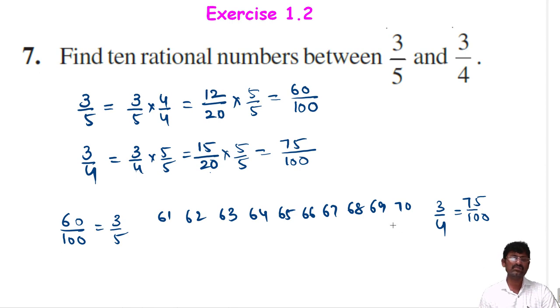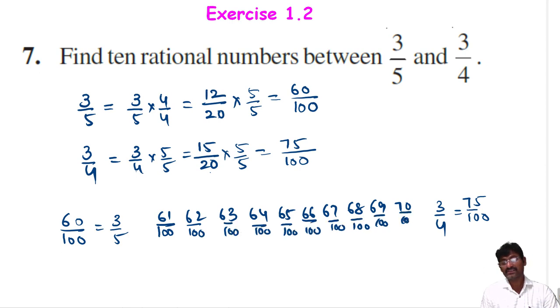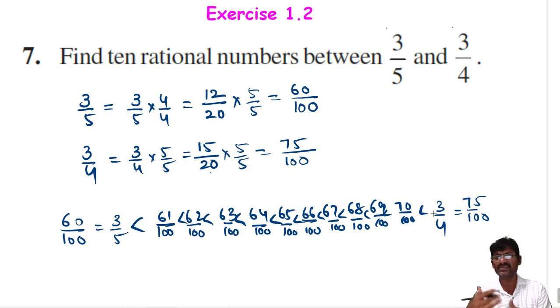So how many numbers do we have? 10 numbers. In each case, write by 100. So all these numbers from 61 by 100 to 70 by 100 are between 60 by 100 and 75 by 100. So those will be between 3 by 5 and 3 by 4. So put less than symbols like this. In this way, we can find any number of rational numbers between any two rational numbers. Okay. Hope you understand, children.